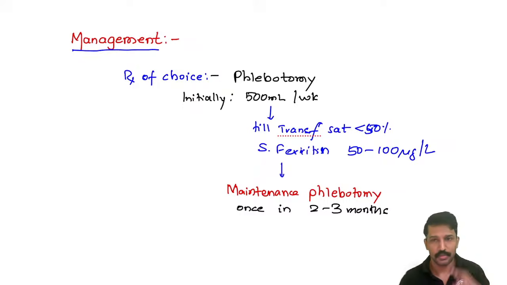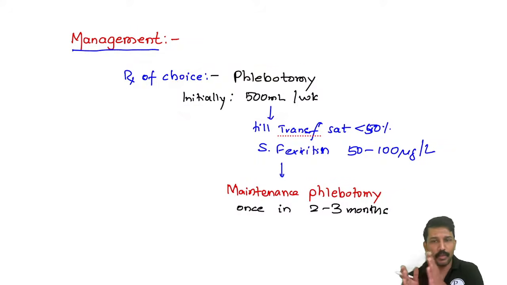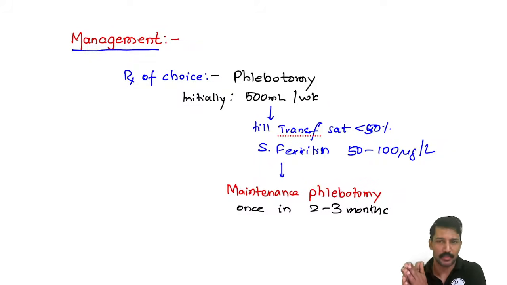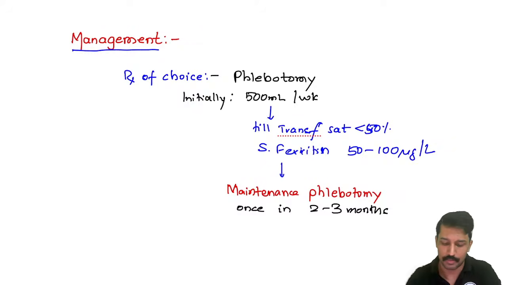So to summarize, what are we doing? Once I diagnose there's huge iron burden on the organs, we'll start doing weekly phlebotomy. Weekly, we will make the patient bleed 500 ml of blood. We will continue to do this till transferrin saturation is less than 50% or ferritin is in the range of 50 to 100. Once that is achieved, I don't have to continue weekly. We will switch to once in 2 or 3 months. It is called maintenance, where whatever iron burden accumulates in these 2 to 3 months is removed in one phlebotomy. That will continue throughout life, apart from treating whatever complications arise because of the disease.